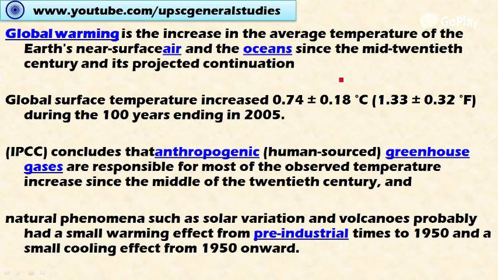Let's look at the definition of global warming. Global warming is the increase in the average temperature of the earth's near surface air and oceans since the mid 20th century and its projected continuation. So since the mid 20th century there has been an increase in the earth's temperature both in the air as well as the oceans, and it is also continuing, okay? So this is called global warming.